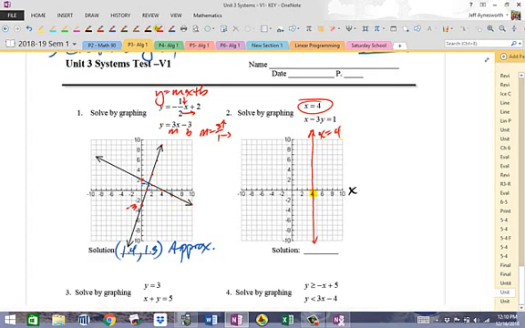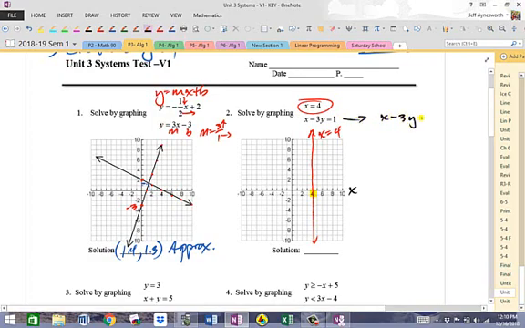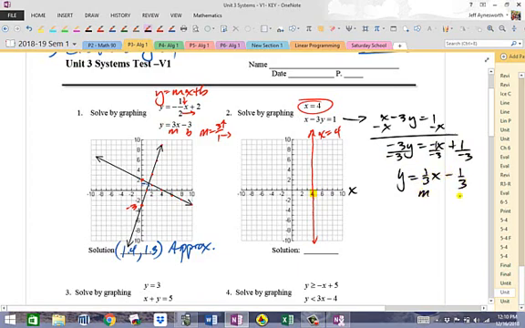And then you have to solve for y. So x minus 3y equals 1. You've got to subtract x, and you get negative 3y equals negative x plus 1. Divide everything through by negative 3, and you get y equals positive 1/3 x minus 1/3, where the slope is 1/3 and the y-intercept is negative 1/3.